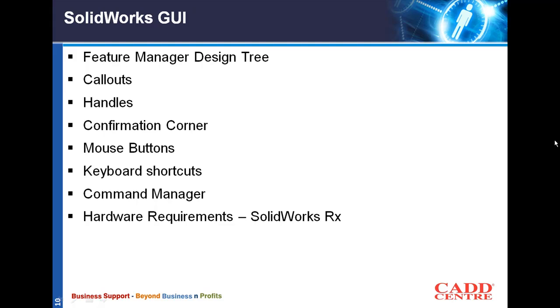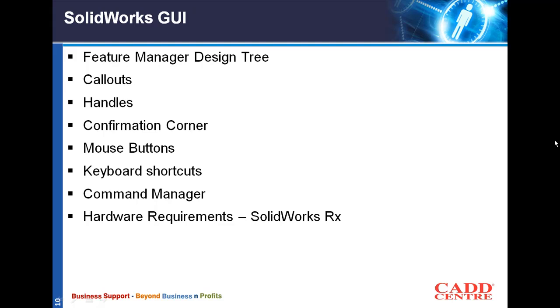To start with, I would like to show you the feature manager tree, which will have the history of the whole model, callouts and handles, which make our job easier, the confirmation corner to complete any task, using mouse buttons and different keyboard shortcuts to reduce mouse travel and the time taken to create the product, and a centralized command manager where all the commands can be retrieved.